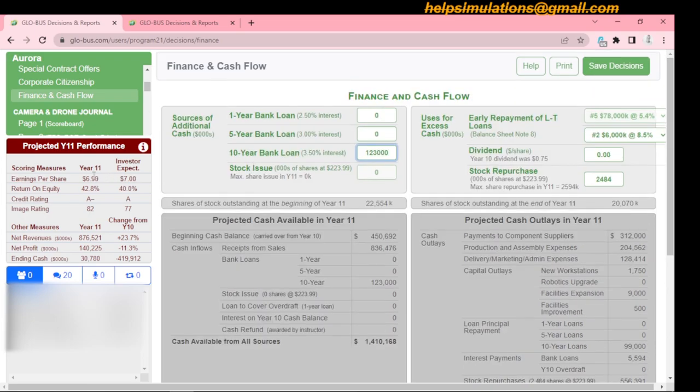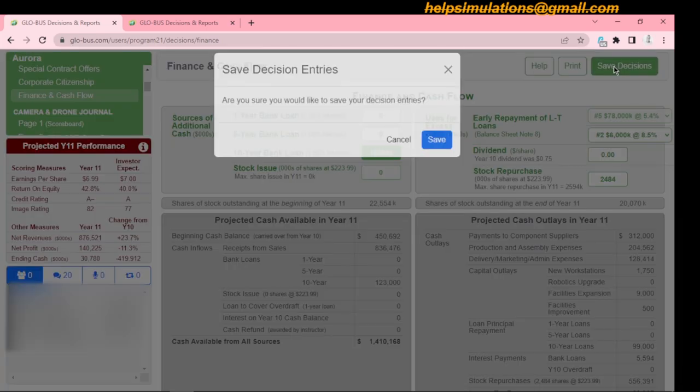And as you can see, the scoring measures, earnings per share, we are almost there. The return on equity was higher. The credit rating dropped a bit, but we increased our image rating. So I think I'll save the decisions.